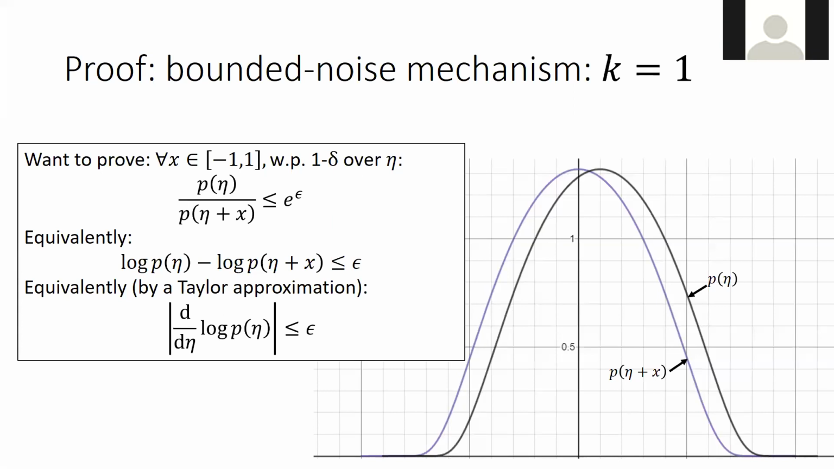What do you mean by with probability one minus delta over eta? Are you sampling eta at random? Yeah. You're sampling eta from the noise density. And you want that with probability one minus delta over this eta, it holds that P of eta over P of eta plus X is bounded by e to the epsilon. Oh, X is fixed? Yeah, X is fixed ahead of time. X is the offset between the two data sets. So this is fixed, and then given X, you have this probability.